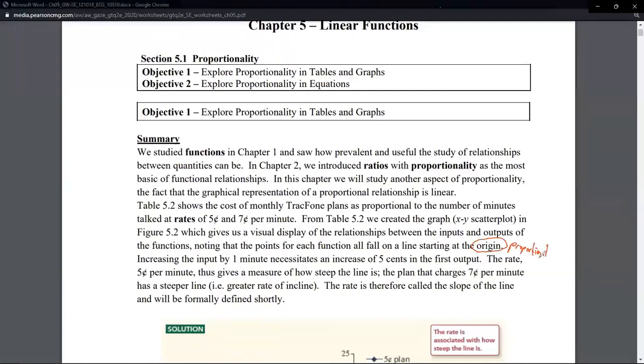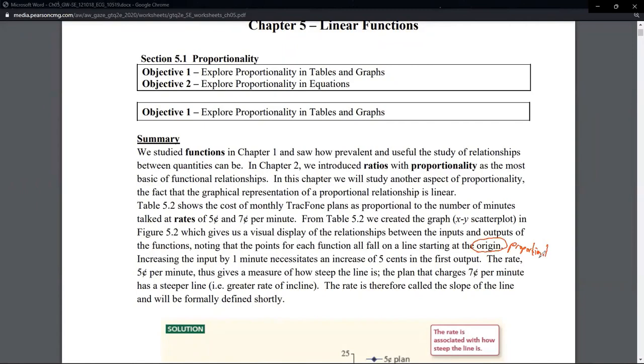Because 0 and 1 is 0 in the other. 0 minutes means you pay 0 cents. So when your lines start at the origin, they're proportions. When they don't, they're not. That's the end-all be-all of whether lines are proportions or not. But even when they're not proportions, they're still proportion-ish.